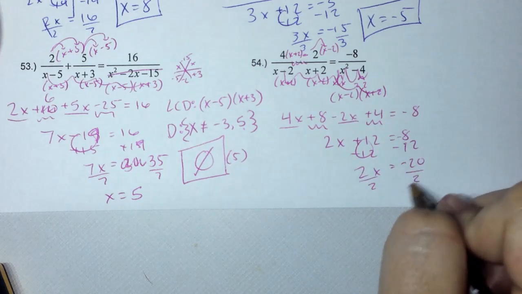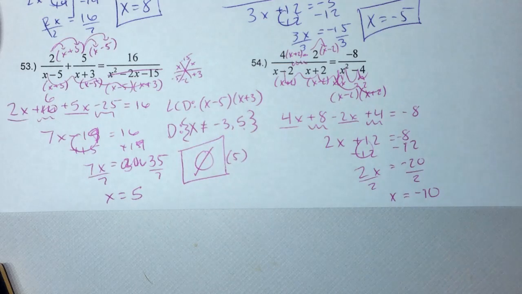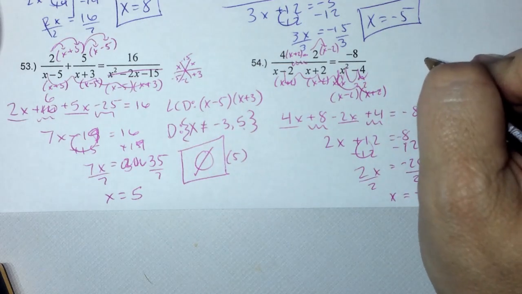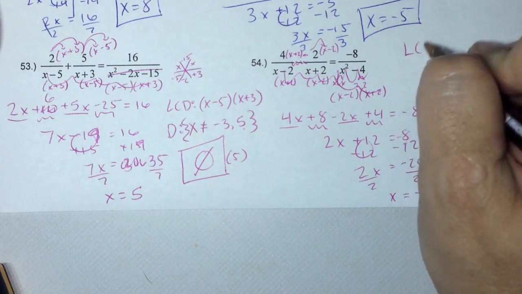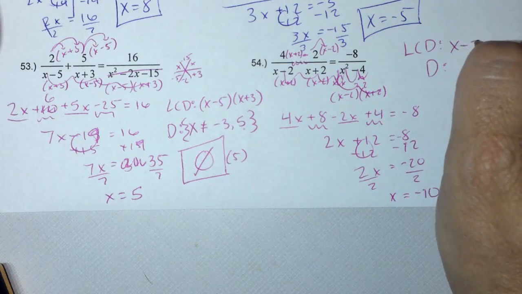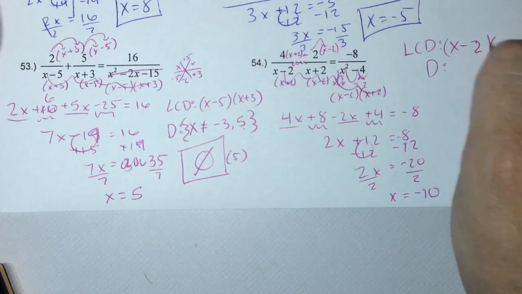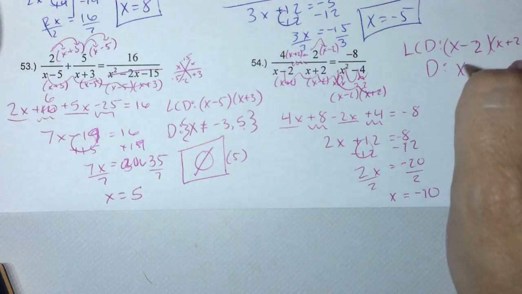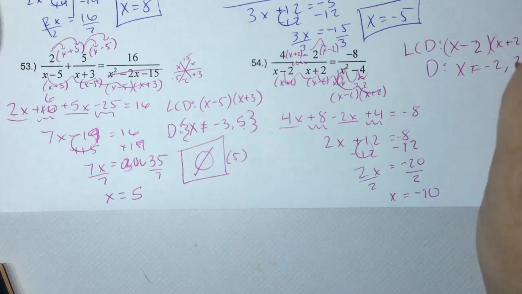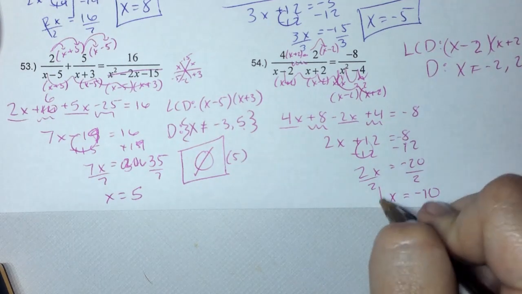Divide by 2, divide by 2. I get x equals negative 10. But freeze, I need to find my domain. So I already know my LCD was x minus 2, x plus 2. So x cannot be negative 2 or positive 2. So x equals negative 10 is good.